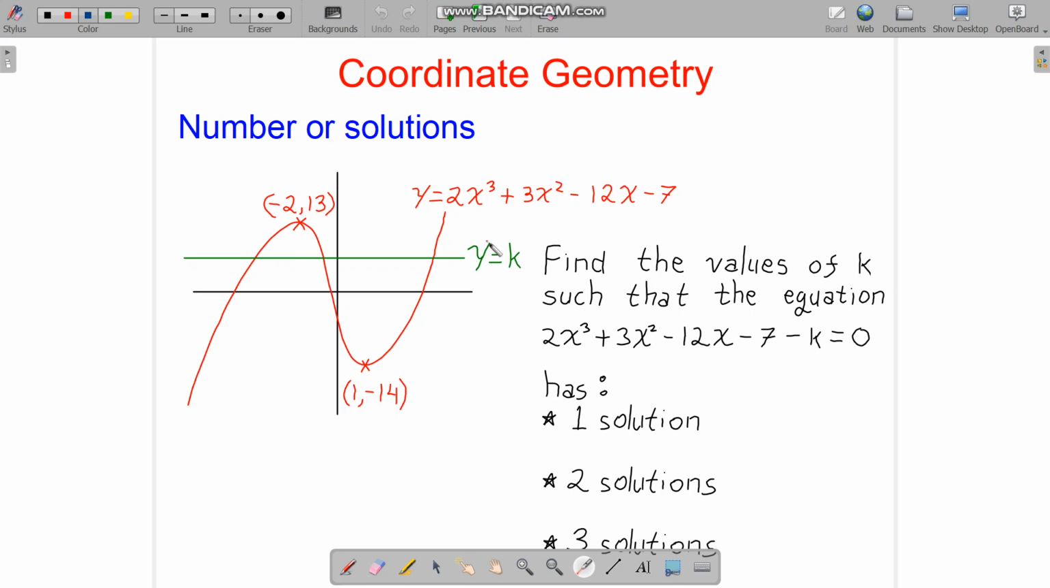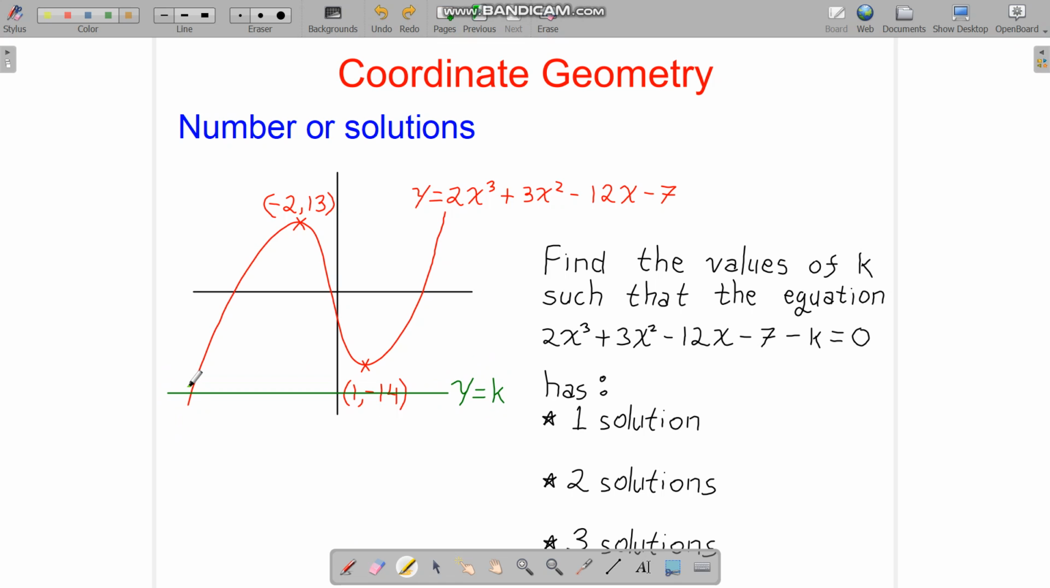So when do we have exactly one solution? We can have one solution if the y equals k line is above the maximum point. So if it's above 13, of course we will only have one intersection. We have one solution, because around here, let's say we extend the red graph, the intersection is around here, we have only one point. And we can also have one intersection if it's below the minimum point. So again, we have only one intersection, right here.